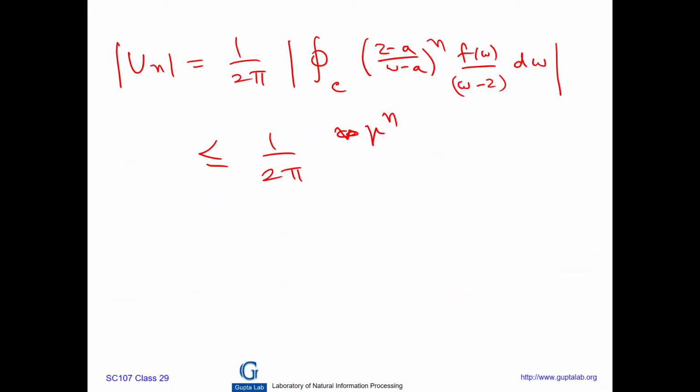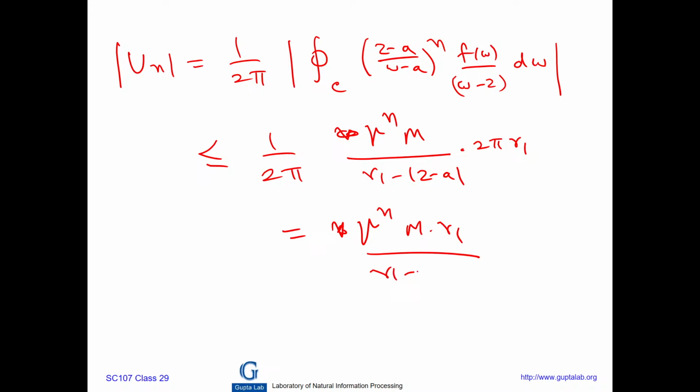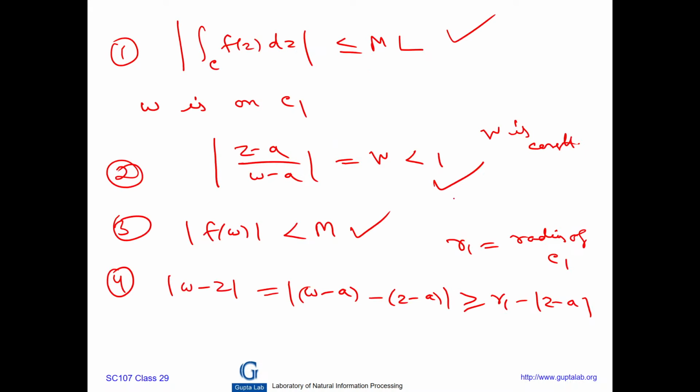So we are having here capital M divided by r1 minus mod of z minus a, times 2 pi r1, the length of the curve, because it's a circle now, a simple closed curve, which is 2 pi r1, radius is r1, right? So overall this is gamma raised to power n, capital M into r1 divided by r1 minus mod of z minus a. Now gamma is less than 1, right? You can see that gamma is less than 1 here.